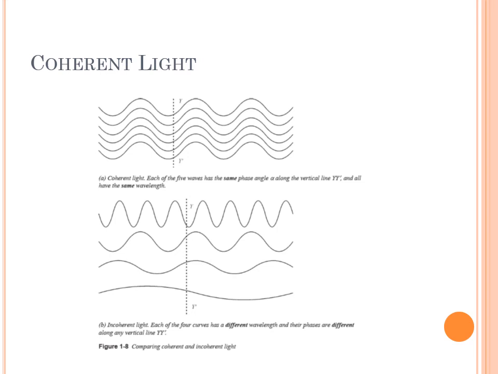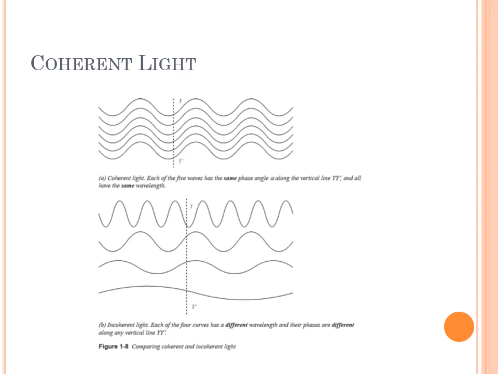Early on in this presentation, I talked about coherent light. In the upper figure 1.8a on this slide, you'll see that each of the 5 waves has the same phase angle, alpha, along the vertical line YY, and they all have the same wavelength. So that is how I can see this is coherent light. They're all at the same phase and have the same wavelength.